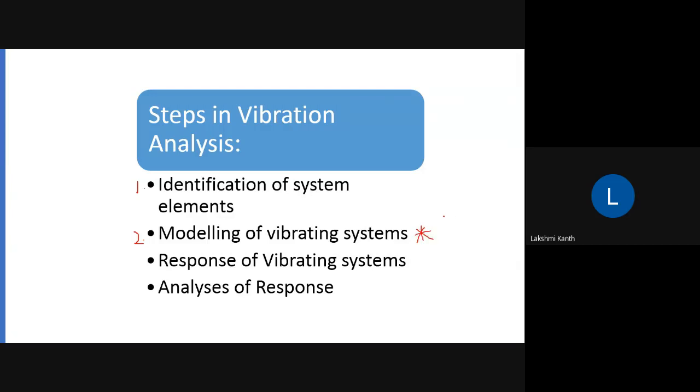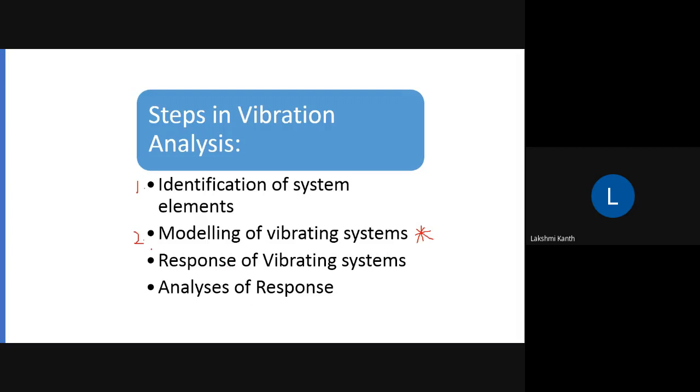Every time, modeling of a vibrating system. What is meant by modeling? Modeling is nothing but developing a mathematical equation such that the equation consists of the inputs of the system as parameters, and after solving that mathematical equation, we get the responses of the system. That is important, the responses of a system. That we treat as modeling.